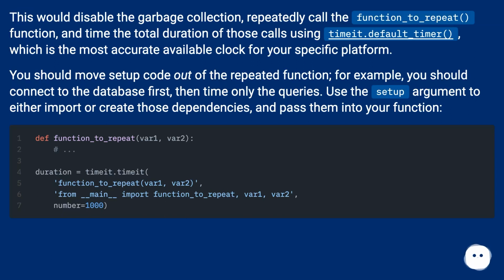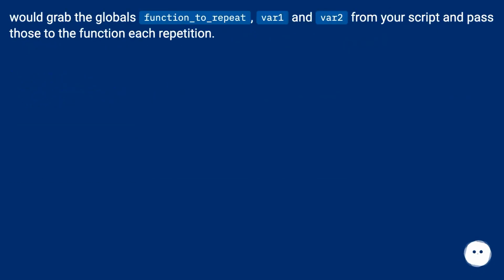You should move setup code out of the repeated function. For example, you should connect to the database first, then time only the queries. Use the setup argument to either import or create those dependencies, and pass them into your function. This would grab the globals function_to_repeat, var1 and var2 from your script and pass those to the function each repetition.